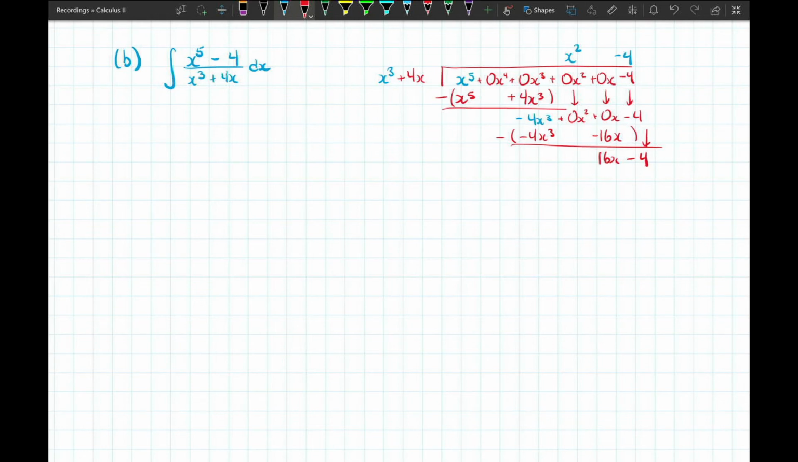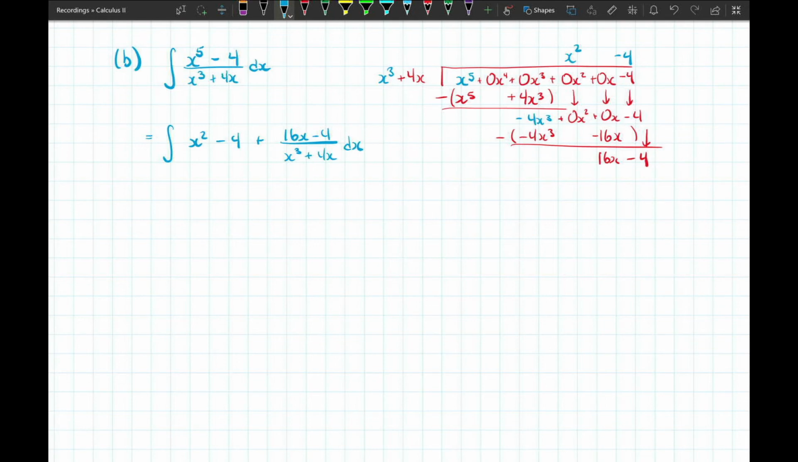This will allow us to change this integral into a few terms that are easier to integrate. When we do the division, we end up with the quotient x squared minus 4. Both of those terms are fairly easy to integrate on their own just by using power rules. The remainder, 16x minus 4, gives us an easier rational expression to work with, 16x minus 4 over x cubed plus 4x. But we're still going to have to use the method of partial fractions on that additional term, since we can break that denominator up into a linear factor and a quadratic factor.